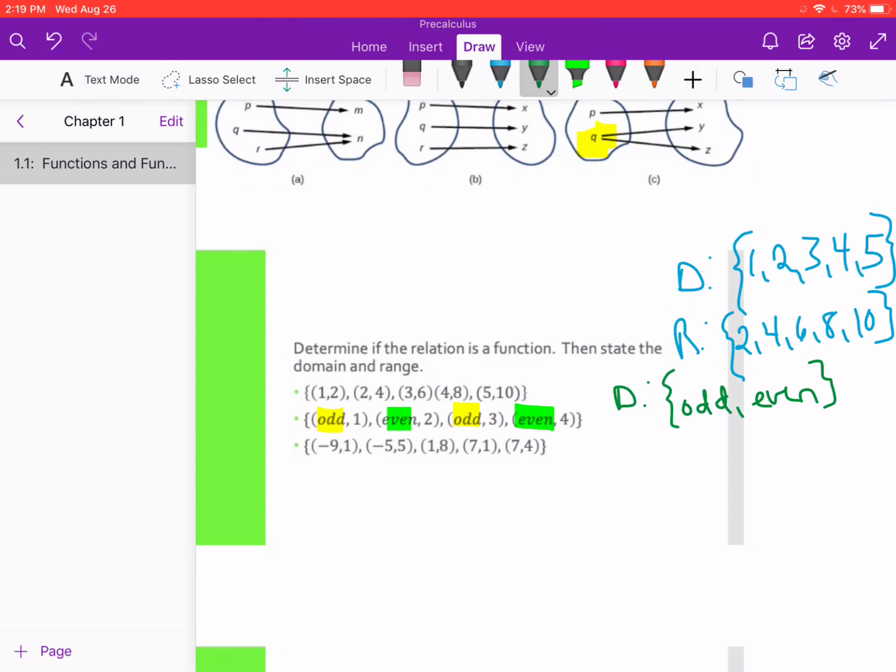Notice that if something's repeated in either the domain or the range, don't worry about writing it more than once. You just have to write it once. And then usually we go in numerical order if they're numbers. So let's talk about the range. That would be 1, 2, 3, and 4. I'll leave that third one for you to figure out on your own.